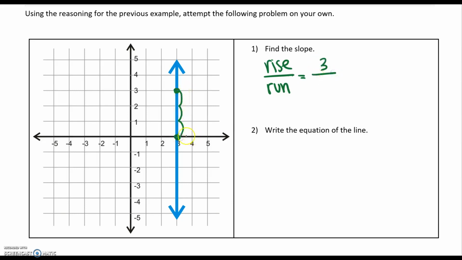Okay, now run is how much I have to go left or right to get to this point. And I would actually need to go left or right 0 because you're just going straight up or straight down. Okay, what's 3 divided by 0?